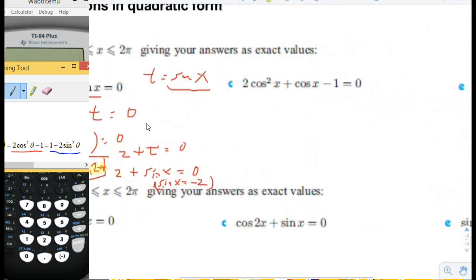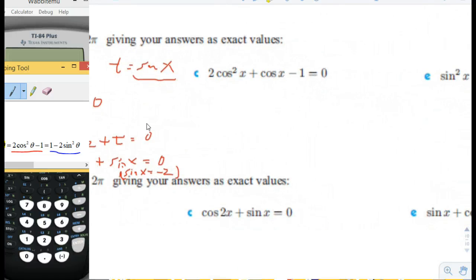Okay. Let's do letter C. 2 cosine squared x plus cosine of x minus 1. So let's substitute in here t squared. We'll substitute in here t. 2t squared plus t minus 1. So what does this give us? If we factor it, we get 2t, t, and then we have negative 1 and negative 1, except one of these is going to be a positive 1.